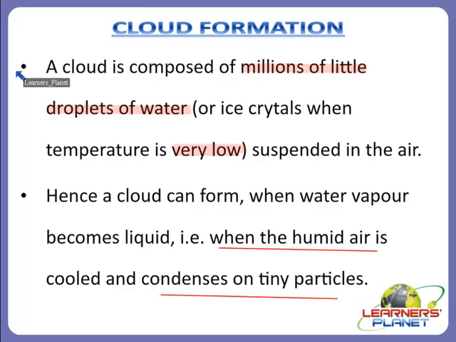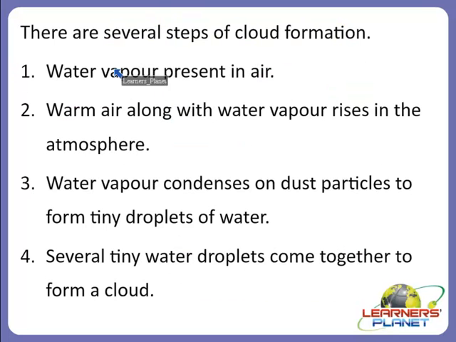So how are these clouds formed? All air contains water, but near the ground it is usually in the form of an invisible gas called steam or water vapor. So when warm air rises, it expands and cools. And cool air can't hold as much water vapor as warm air, so some of the vapor condenses onto tiny pieces of dust that are floating in the air and forms a tiny droplet around each dust particle. So when billions of these droplets come together, they become a visible cloud. So there are several steps of cloud formation.